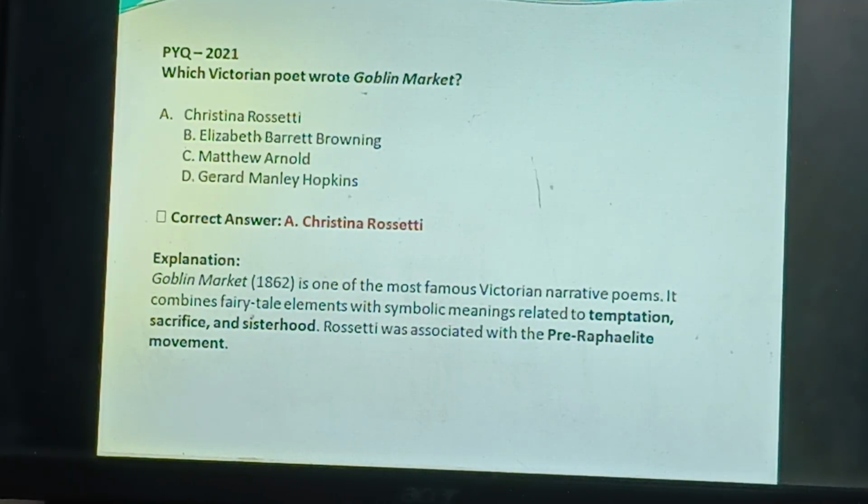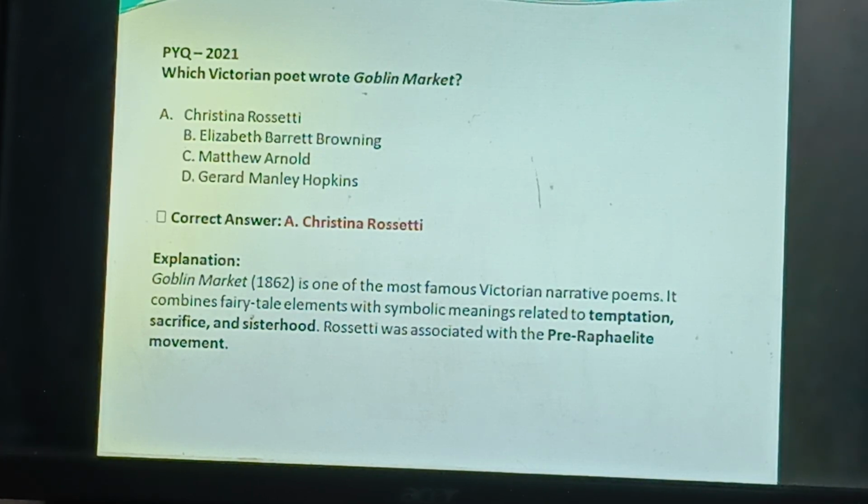Next, which Victorian poet wrote Goblin Market? Christina Rossetti, Elizabeth Barrett Browning, Matthew Arnold, Gerard Manley Hopkins. The correct answer is Christina Rossetti. Goblin Market, 1862, is one of the most famous Victorian narrative poems. It combines fairy tale elements with symbolic meaning related to temptation, sacrifice, and sisterhood. Rossetti was associated with the Pre-Raphaelite movement.